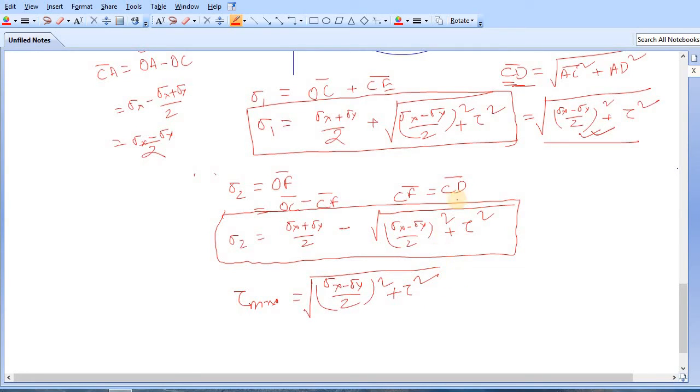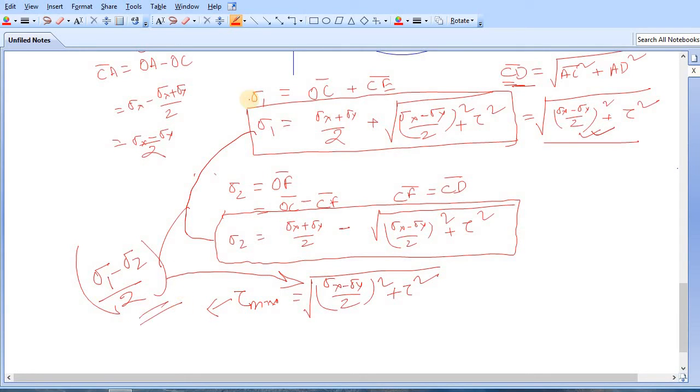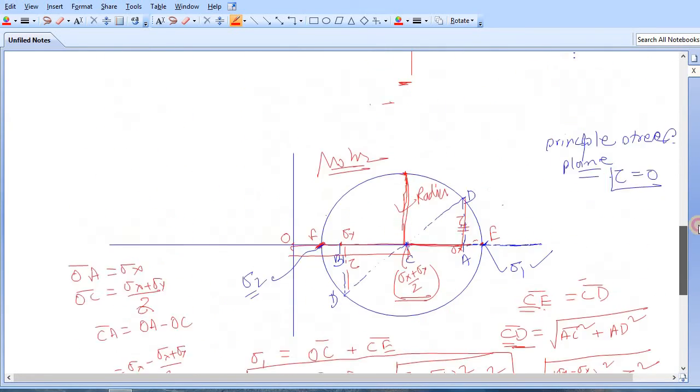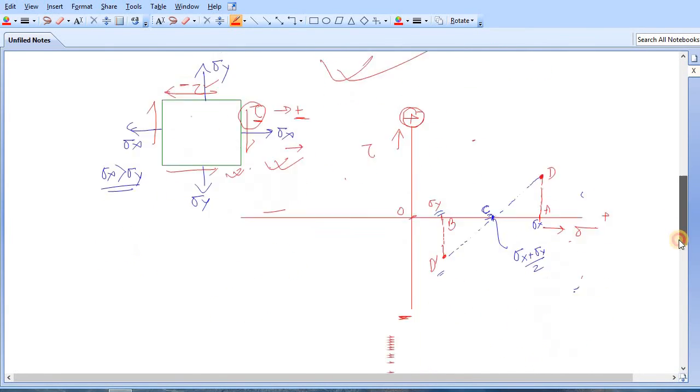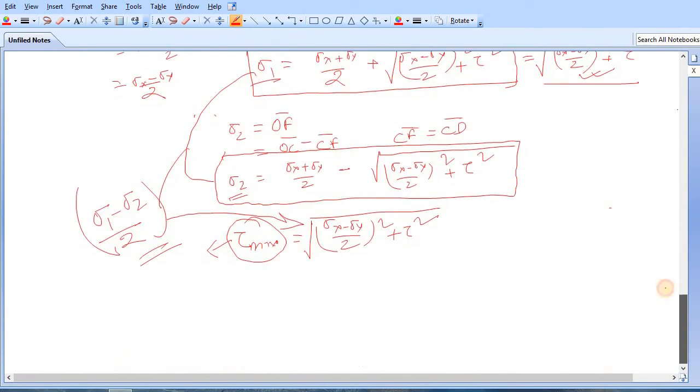If you simplify, or if you retain these two formulas, it is sigma 1 minus sigma 2 by 2, which gives you the same formula. So tau max can be written like this also. Once you find sigma 1 and sigma 2, the two principal stresses, you can simply find out the maximum shear stress acting for this type of stress situation. Clear? So now it's time for calculating the principal plane.